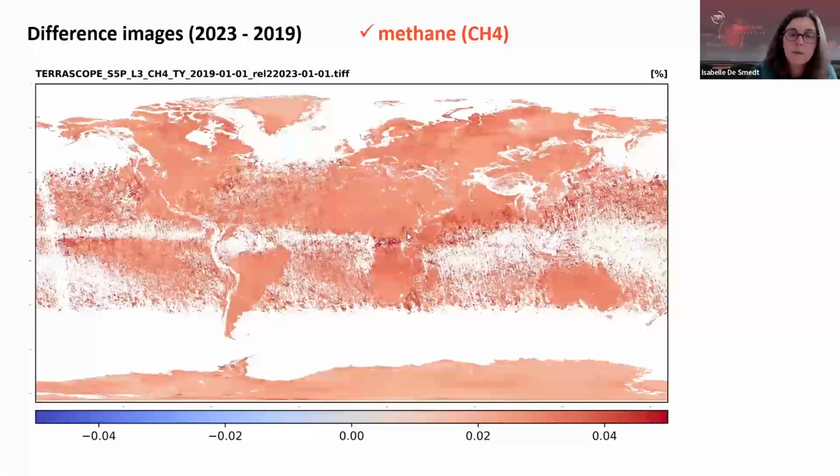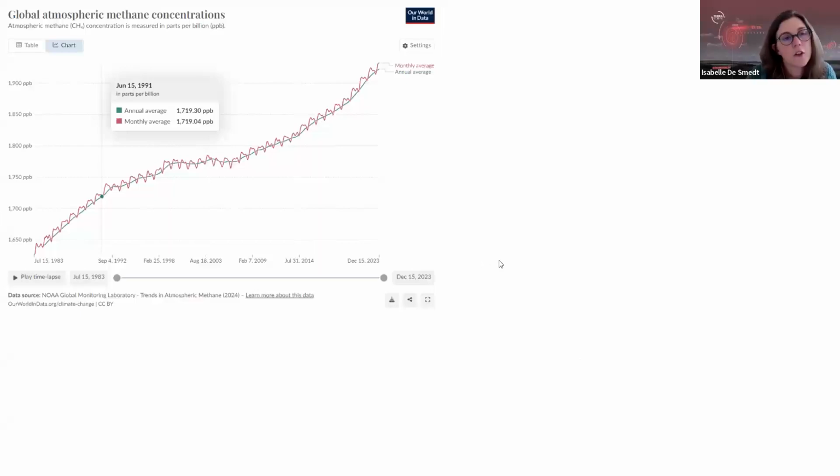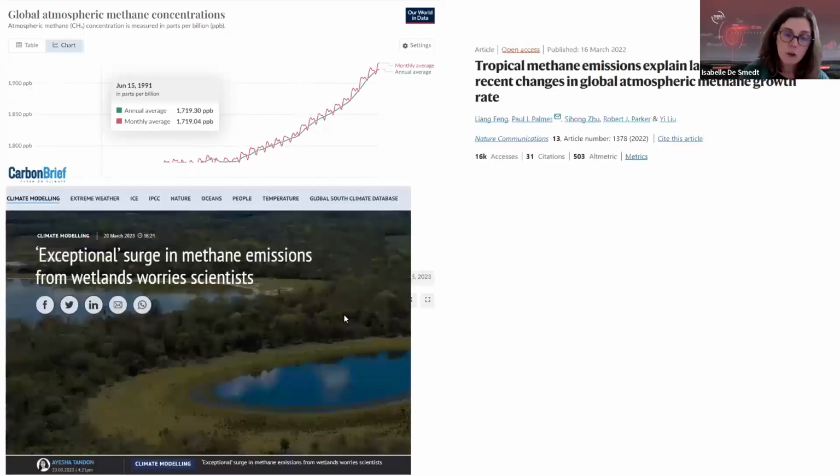So that's a concern for scientists. We know that methane concentrations are increasing. They have been increasing since the industrial years, but this increase has been unexpectedly quicker in recent years. So there is an acceleration of the increase. And this is the subject of many studies and concern of the scientific community.